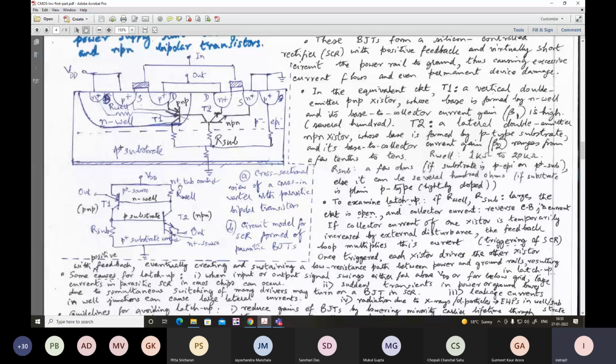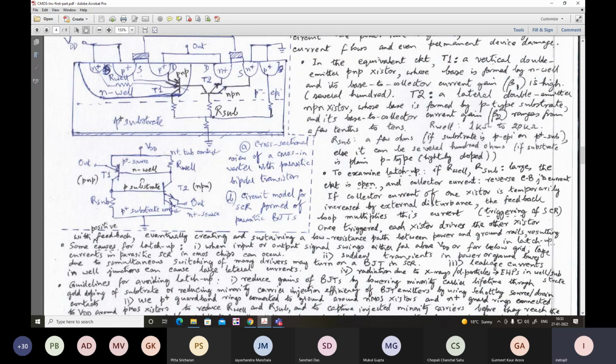Once the collector current flows corresponding to the active region operation of the T2 transistor, it will lead to conduction of transistor T1. So once either T1 or T2 comes on, it will lead to the conduction of the other. And this will be a sustained operation. That means both T1 and T2 will be conducting sufficient current. The mathematical requirement is that the product of beta 1 and beta 2 should be greater than 1. We are not going into the details of that.